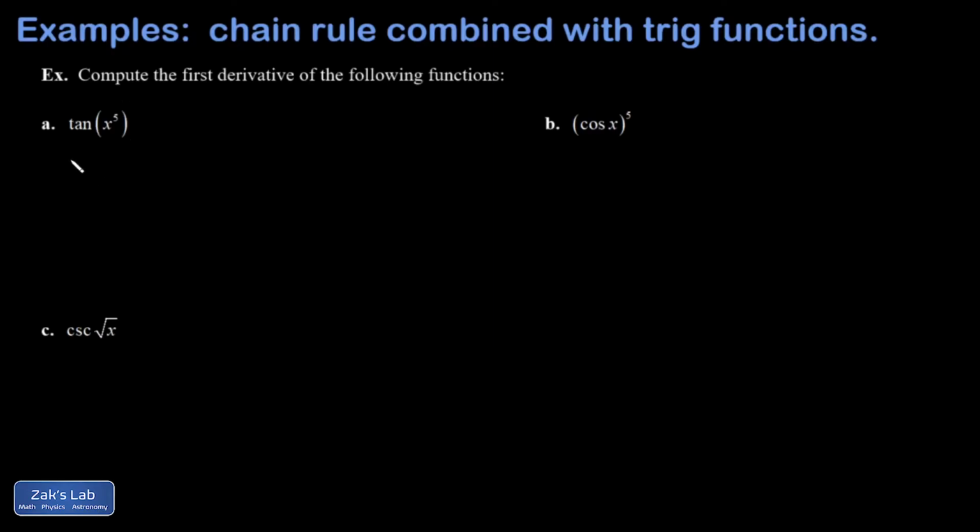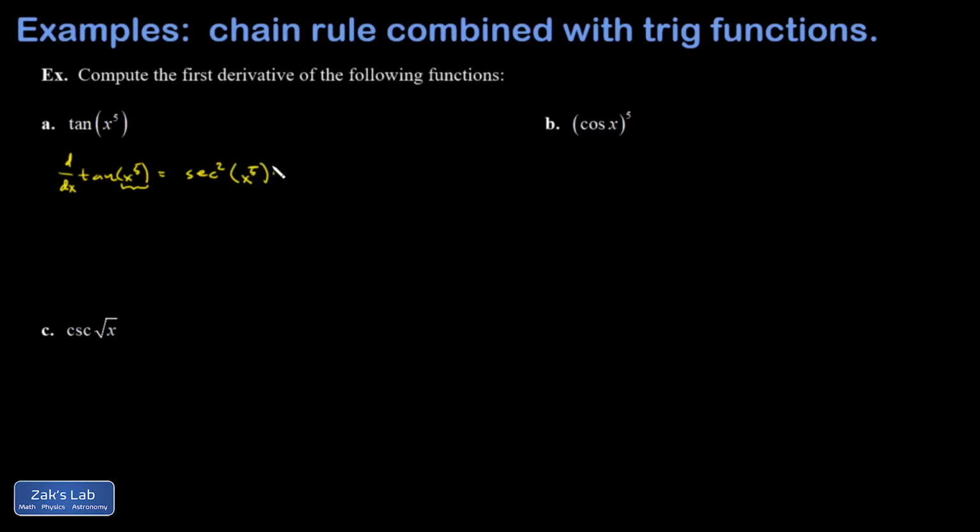So the chain rule says to differentiate with respect to that interior function. So differentiate tangent x to the fifth with respect to x to the fifth. In other words, I'm treating x to the fifth like a single variable right now. And when I differentiate the tangent with respect to that, I get the square of the secant function of that same argument, x to the fifth.